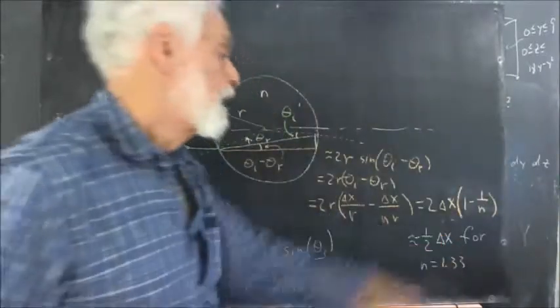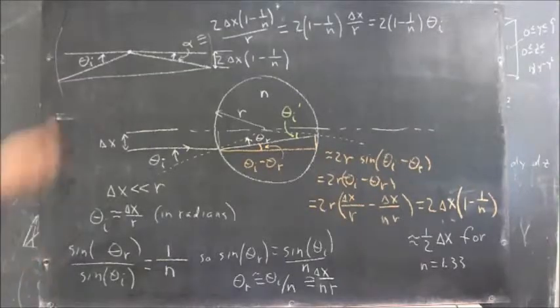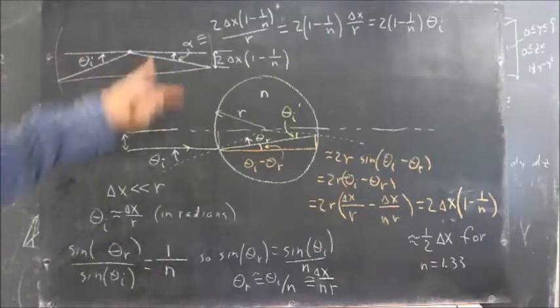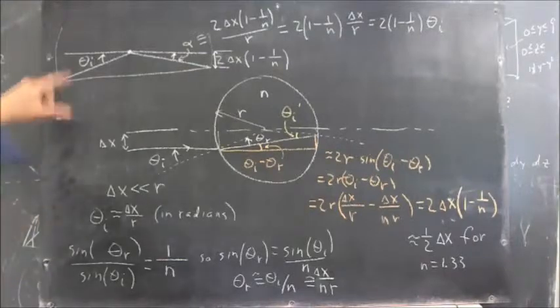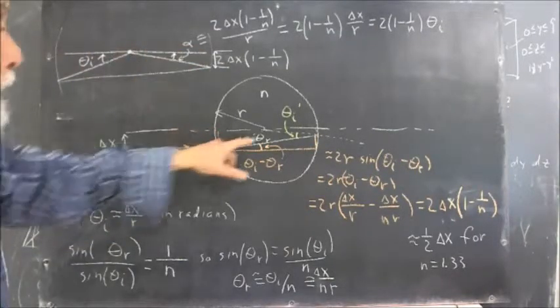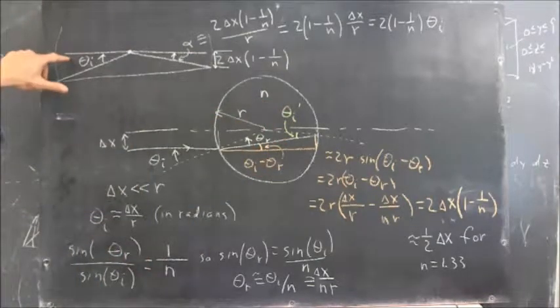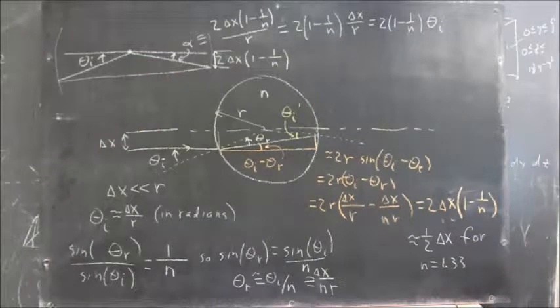So we'll write it that way: 1/2 delta x for n equals 1.33. Okay, rather than writing and blocking the video, I just chose to write out the details here. This is simply a picture of what we have here. This picture is a little too cluttered, so we've gone here and resketched it.